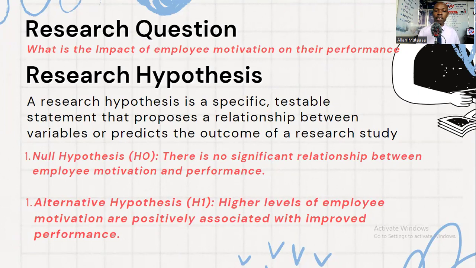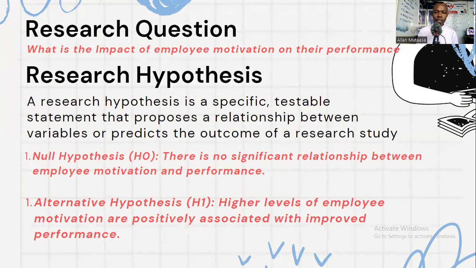I could also assume and say, maybe even if you motivate employees, their performance will not change. Or I could still say that there is no association between employee motivation and performance, because employees who are motivated and employees who are not motivated, they still perform in the same way. So all those are assumptions. So they are what we are going to call a hypothesis, but we are going to systematically divide this into two. We have what we call a null hypothesis.